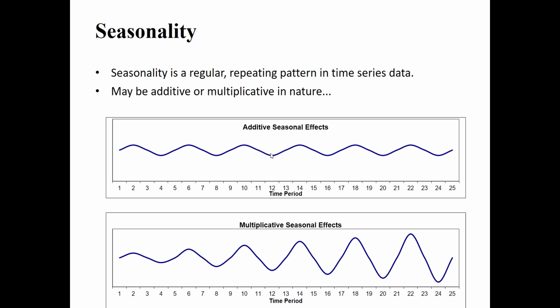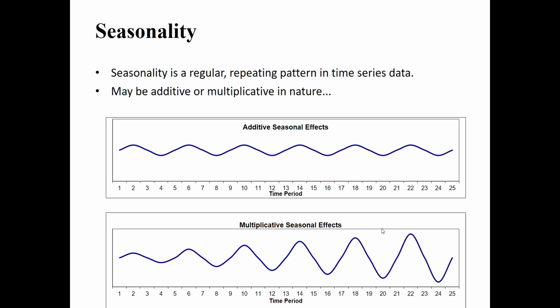But the values in this part and this part are not different from the values we got in this part and this part. So the values are repeated in the specific time period. We call this behavior an additive seasonal effect. But in the multiplicative, you can see the values in the valley here are increasing. The values are changing, and in the hill we also have increasing values. So we call this kind of behavior a multiplicative seasonal effect.